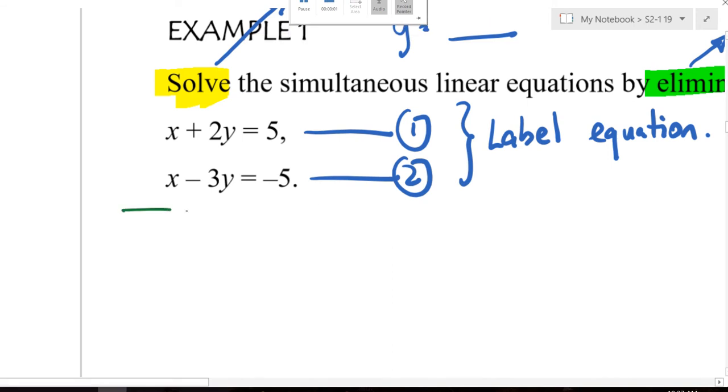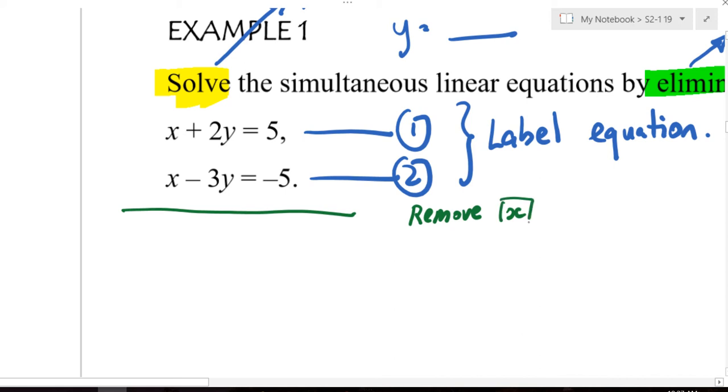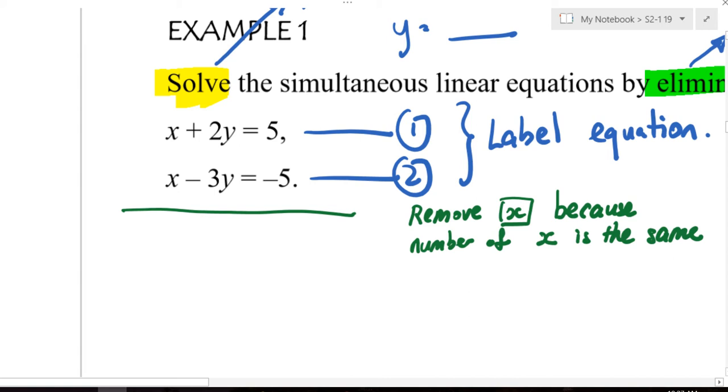Alright, so we have concluded that x is the same, so I want to remove the x. Can you write down? Because x is the same, because the number of x is the same. Does that make sense to you? Jaron, does that make sense to you?